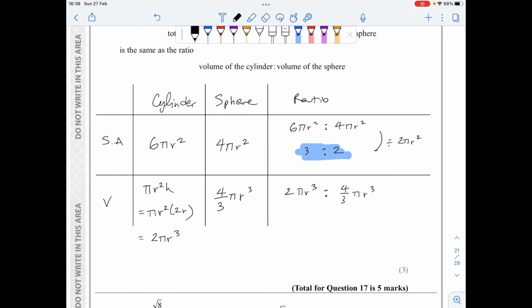Let's multiply by 3 to get rid of the fraction. 6 pi r cubed to 4 pi r cubed, and now I can divide by 2 pi r cubed, and I'll be left with 3 to 2. Note the two ratios are the same, so proved.